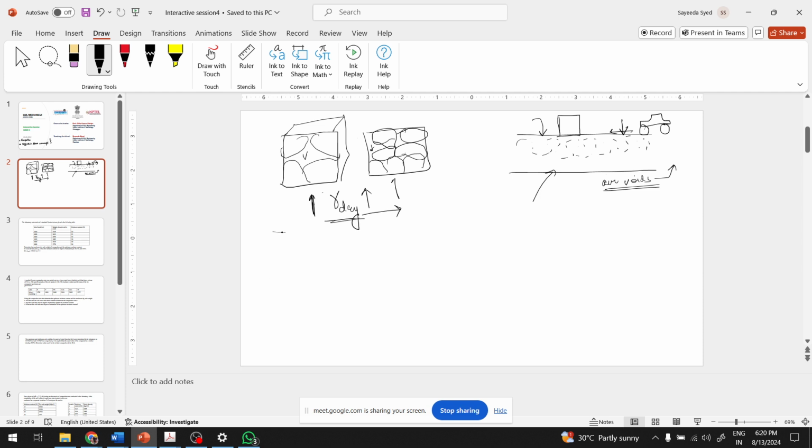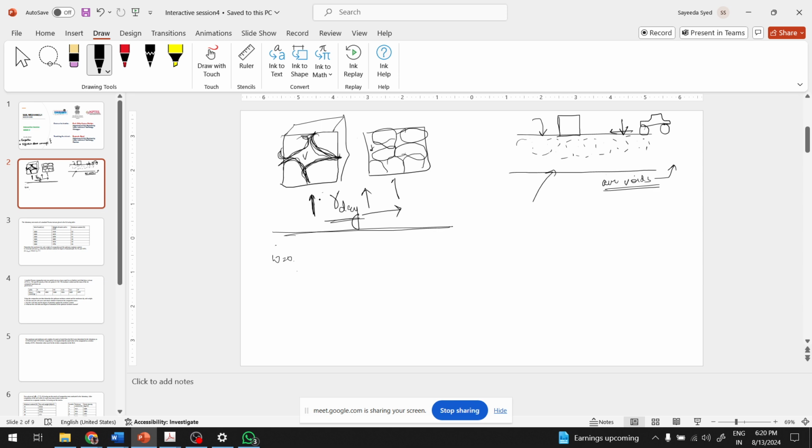Now, how the compaction takes place, there are a few theories about it, relative to moisture content. Moisture content technically cannot be zero, because there is always some residual moisture left in the soil, even in the driest state. It will have attached or bound water around the soil particles.